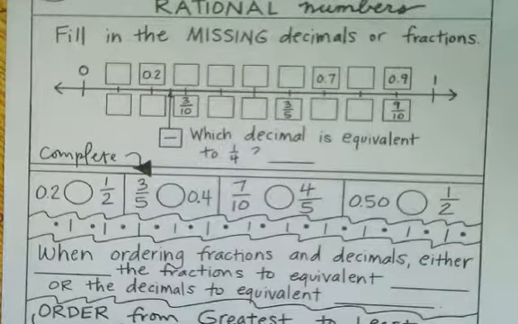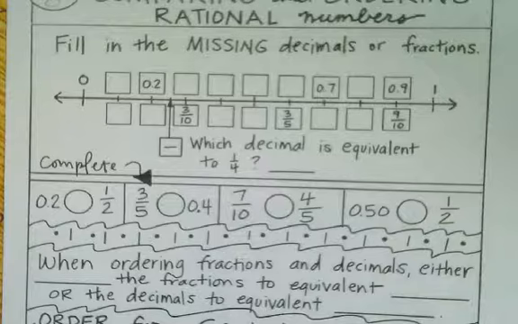What we're going to do is compare and order rational numbers. We've been talking about the number system and all the different categories, and this last category that we focused on is rational numbers, which is basically every number, including fractions and decimals. So we're specifically looking at fractions and decimals right now. It wants us to fill in the missing decimals or fractions.